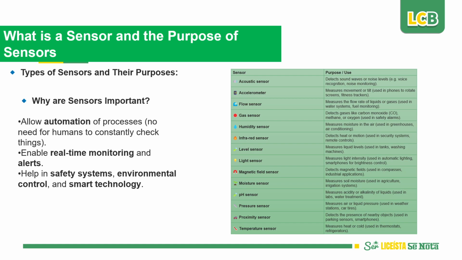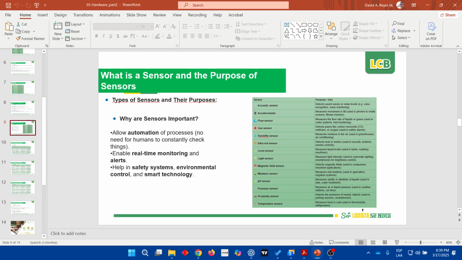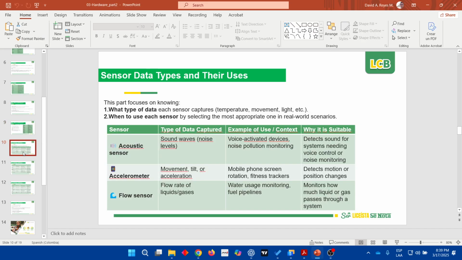I'm not going to read all the sensors, but the thing that you need to know is that sensors are used for automation. Okay, so I'm going to share this presentation with you, so you are going to be able to check all the sensors that I have here. Okay. Sensor data types and their uses. This part focuses on knowing what type of data each sensor captures, temperature, movement, light, etc., and when to use each sensor by selecting the most appropriate one in real world scenarios.